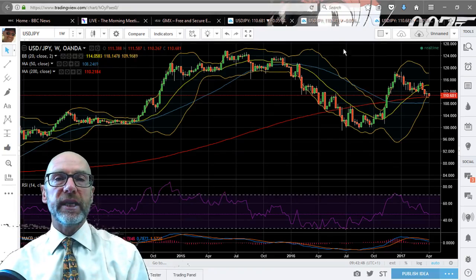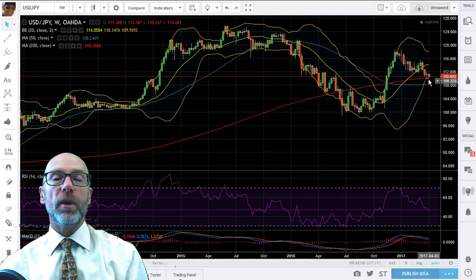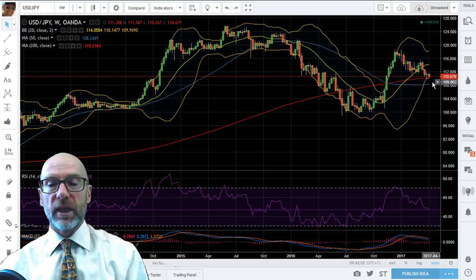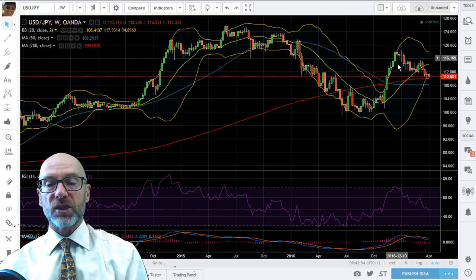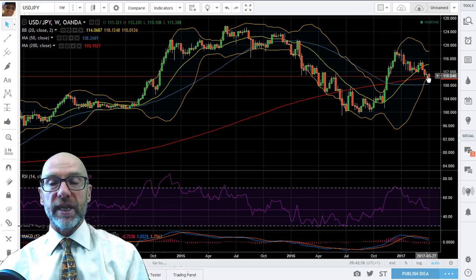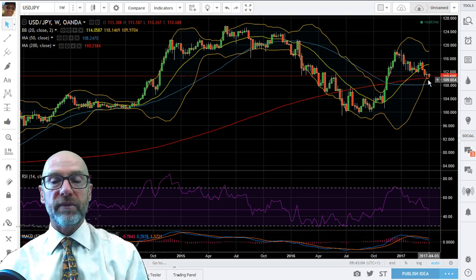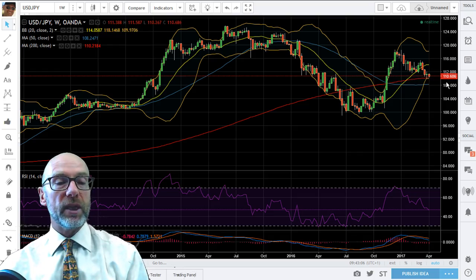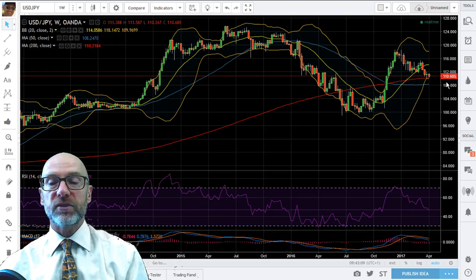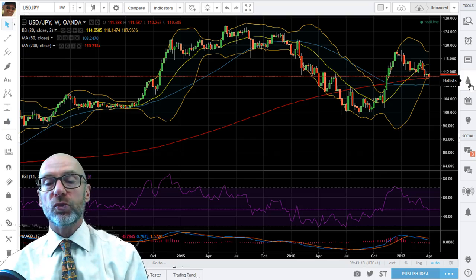Here we've got the weekly, so each bar here represents 1 week. Now we can see that we had a very strong rally, and now we've had this consolidation phase since the end of December. We've come back to this rising red line. That's the 200-week moving average. People will be looking at that and hoping it's going to give support. Very close to where we are at the moment, 110.22, but a significant factor.